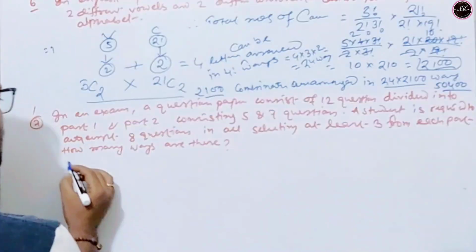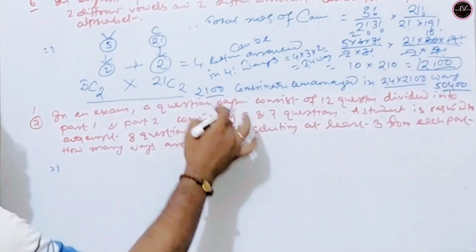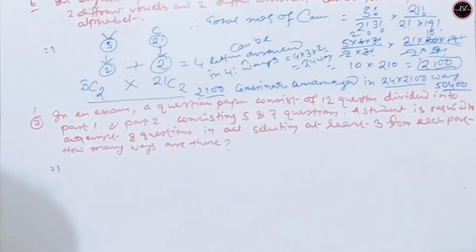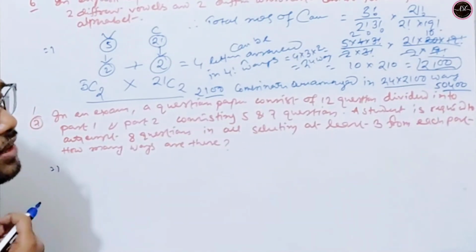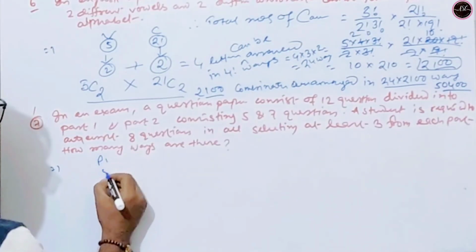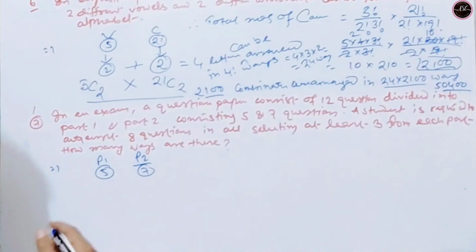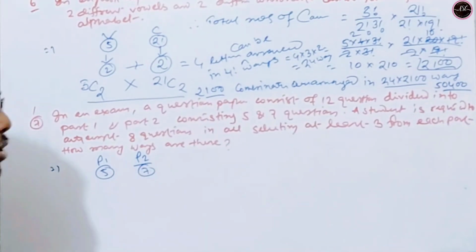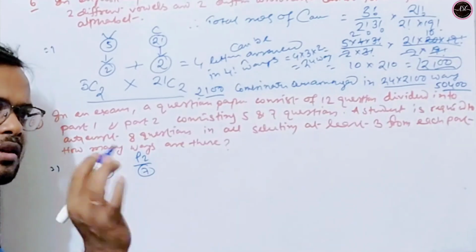Okay. Now for this: in an exam, a question paper consists of 12 questions divided into 2 parts, part 1 and part 2, consisting of 5 and 7 questions respectively. A student is required to attempt 8 questions in all, selecting at least 3 from each part. So here in part 1 there are 5 questions, and in part 2 there are 7 questions. A student should select at least 3 from each. So there are some possible ways.